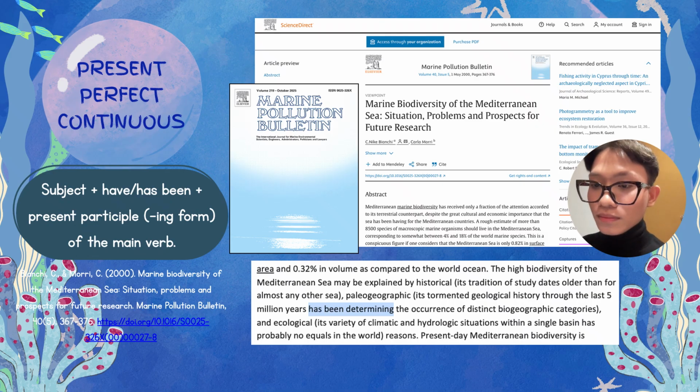The high biodiversity of the Mediterranean Sea may be explained by historical, its tradition of study dates older than for almost any other sea. Paleogeographic, its tormented geological history through the last 5 million years has been determining the occurrence of distinct biogeographic categories, and ecological, its variety of climatic and hydrologic situations within a single basin has probably not equals in the world.